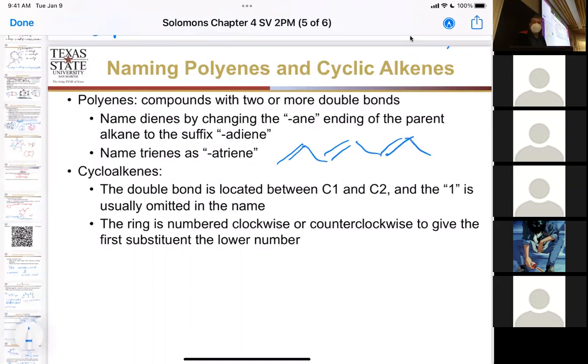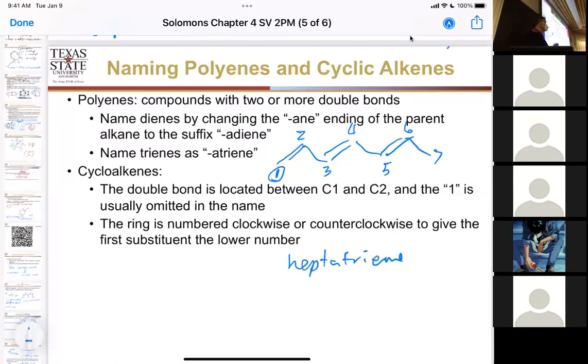Okay, so we have 1, 2, 3, 4, 5, 6, 7 carbons. Are we going to label this from the left or the right? Left, because we're going to start with the lowest number here on the first carbon. So we have 1, 2, 3, 4, 5, 6, and 7. So you have heptatriene. So we got to do heptatriene.